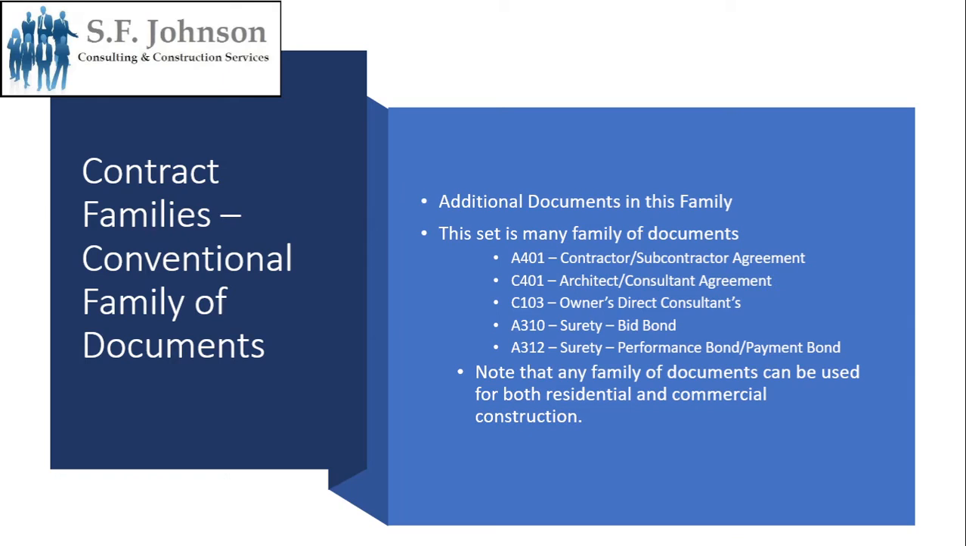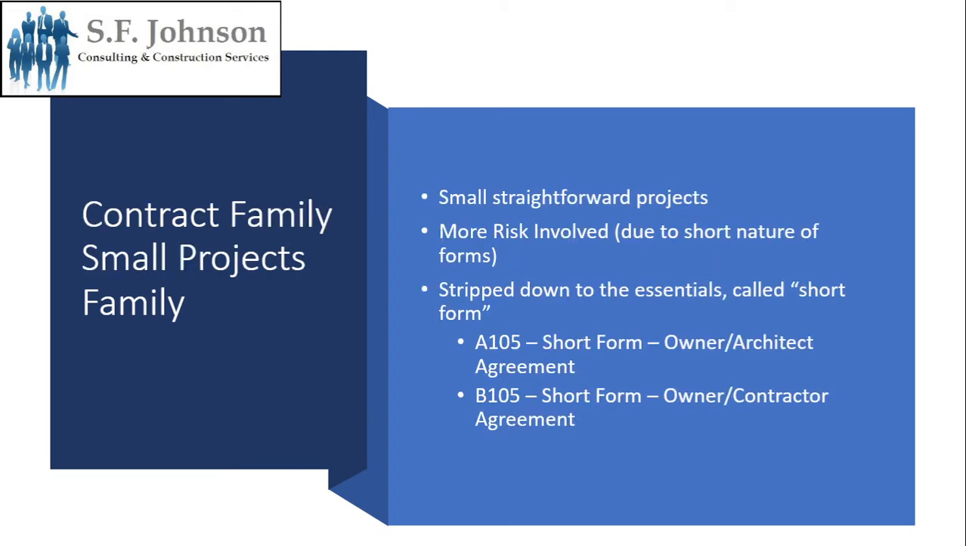A310 is for any surety bond. So all the particulars with respect to the bid bonds. And then A312 are with respect to performance and payment bonds. Okay, and it should be noted, of course, that any of these AIA documents can be used both in residential and commercial construction, and it is highly recommended that you do so, as opposed to using your own, right?